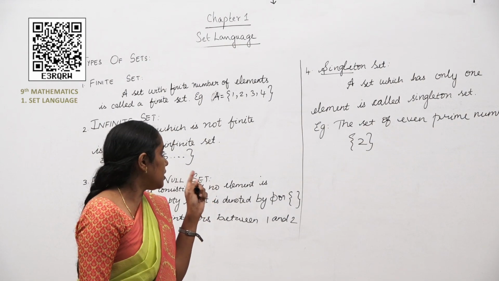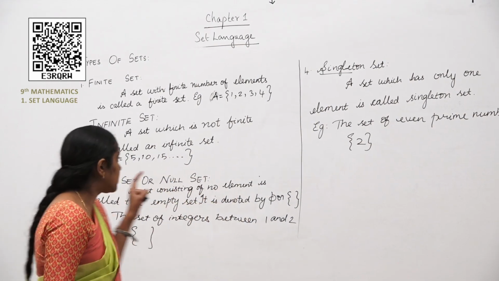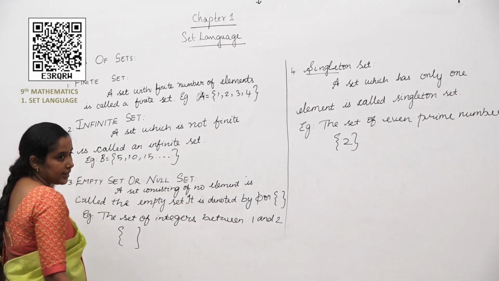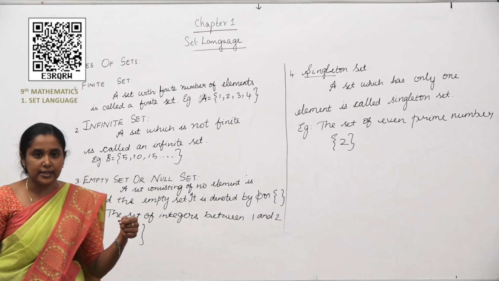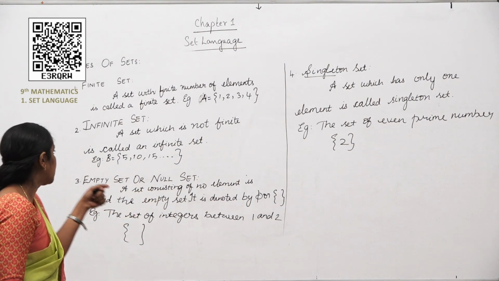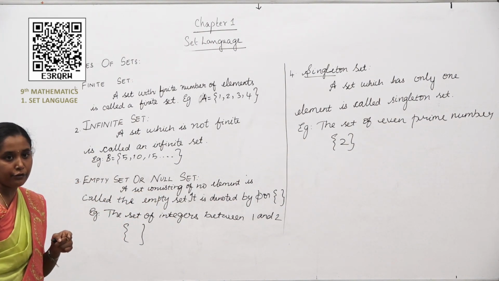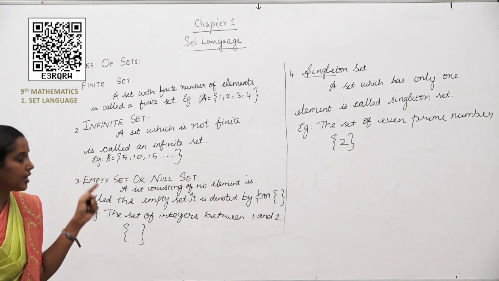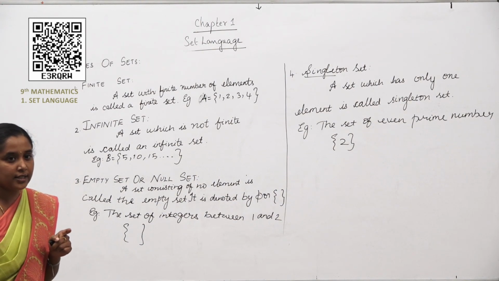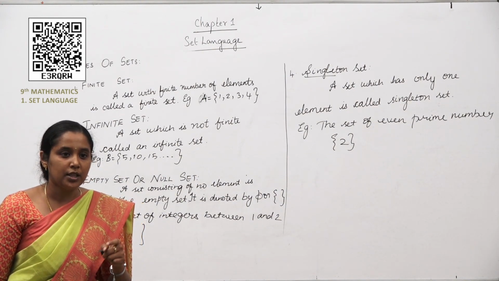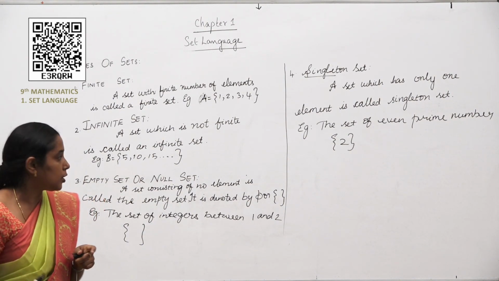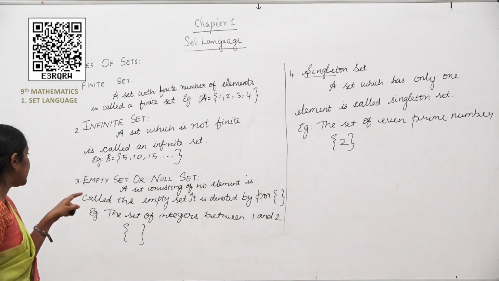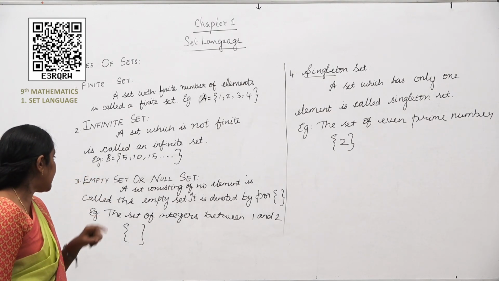So this is called a singleton set. Now, the first one is the finite set. If you can count the number of elements in a set, that is a set with a finite number of elements, it is called a finite set. The second one is the infinite set. You can't count the number of elements in the set. It is uncountable. A set which is not finite is called an infinite set.